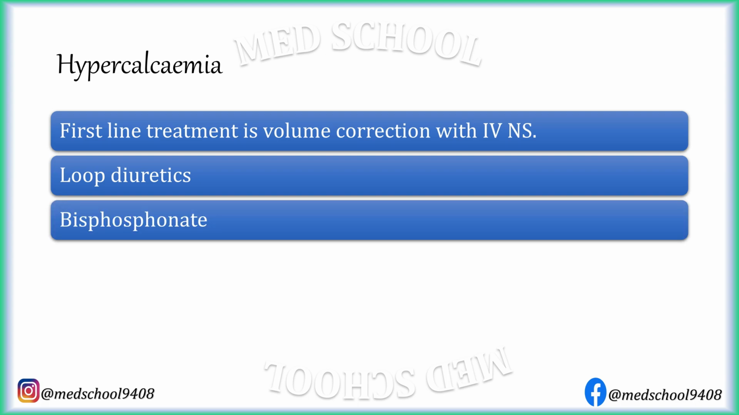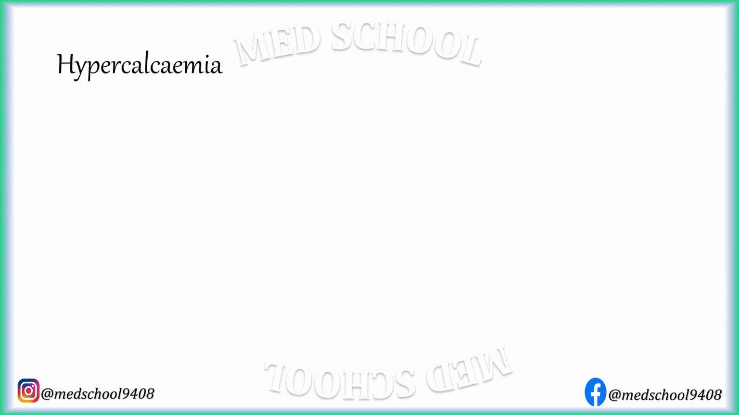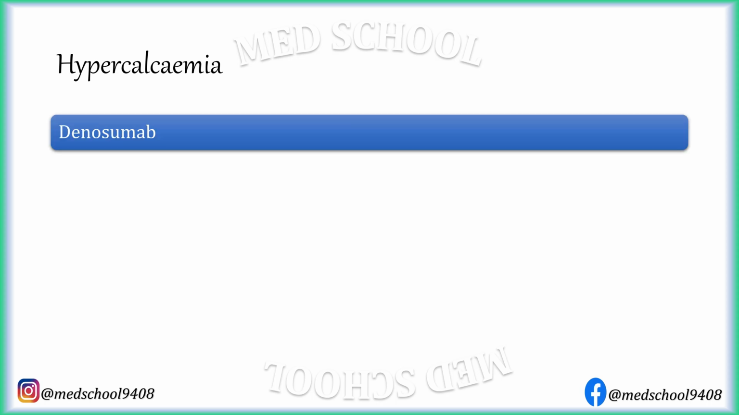Bisphosphonate reduces osteoclast activities and reduces hypercalcemia. IV bisphosphonates available are pamidronate and etidronate, while risedronate and alendronate can be given in oral formulation. Other treatment options in refractory cases include denosumab, which is a monoclonal antibody against RANK ligand on osteoclast. They inhibit osteoclastic activity and reduce mobilization of calcium from bones into blood.